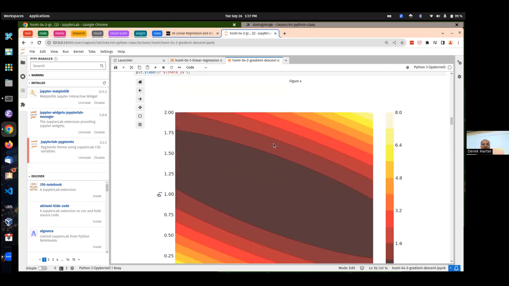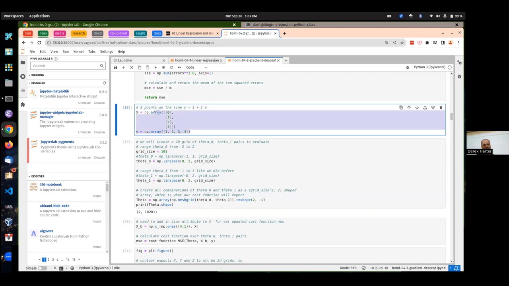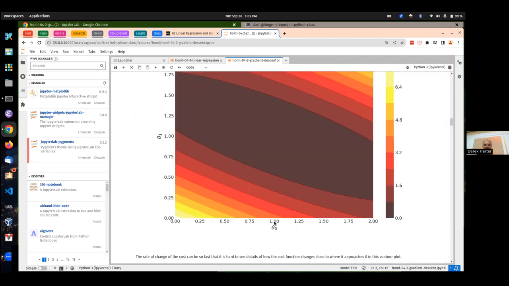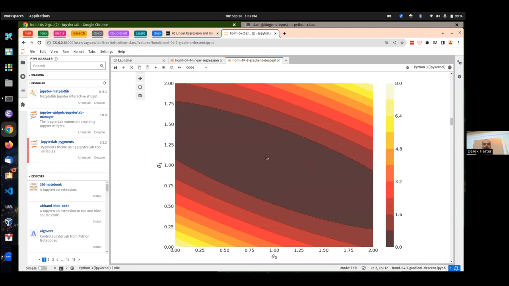So I have to remember here, the reason why I'm drawing, I should go back and fix this. If this doesn't make sense, we change the line that we're trying to fit a bit. I shouldn't have changed that, because I know it always confuses me. Now we've got a line going through points 0,1, 1,2, 2,3, instead of 0,0, 1,1, 2,2. The minimum ends up being at a theta zero of one and a theta one of one. This is the minimum here.